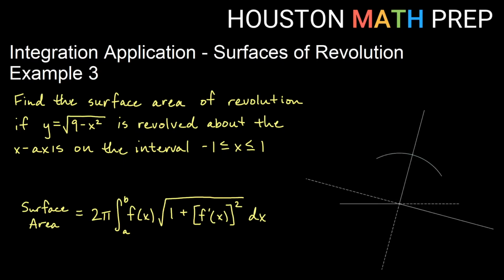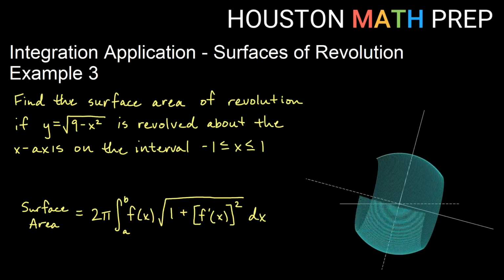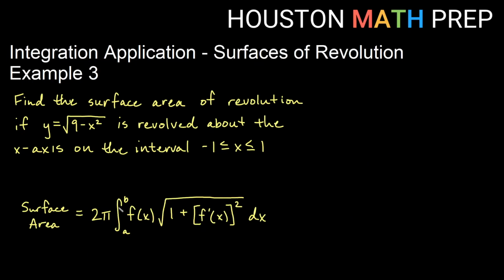So we get this sort of a curve, and we are going to revolve that piece of the upper semicircle about the x-axis, and we'll get this nice little ring. It almost looks like a napkin ring kind of a shape. And we're going to find the area of that surface of revolution. We've got our formula here for surface area.